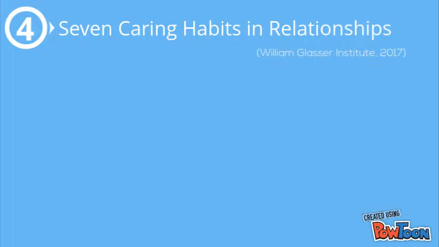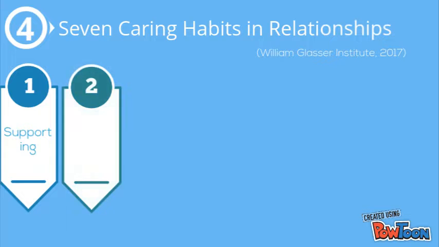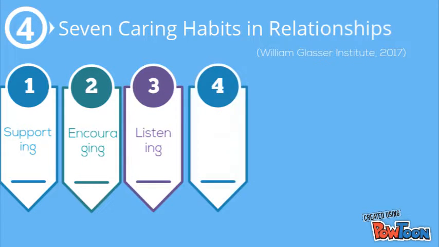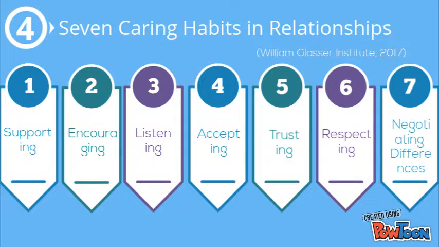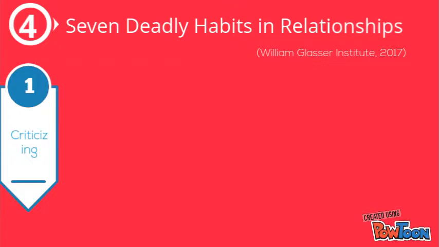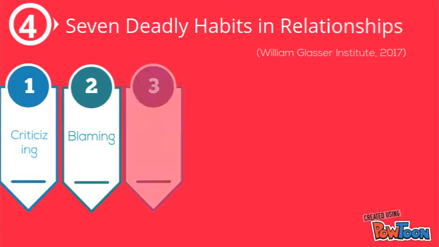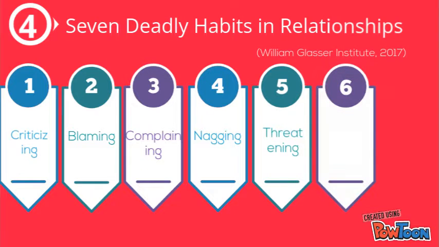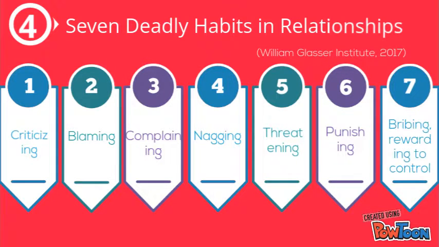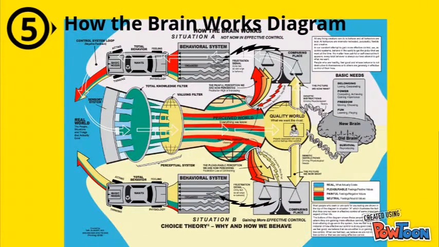Glasser also taught a lot about relationships and our habits. He outlined 7 caring habits and 7 deadly habits of relationships. The 7 caring habits are: 1. Supporting, 2. Encouraging, 3. Listening, 4. Accepting, 5. Trusting, 6. Respecting, and 7. Negotiating differences. The 7 deadly habits are: 1. Criticizing, 2. Blaming, 3. Complaining, 4. Nagging, 5. Threatening, 6. Punishing, 7. Bribing, rewarding to control.